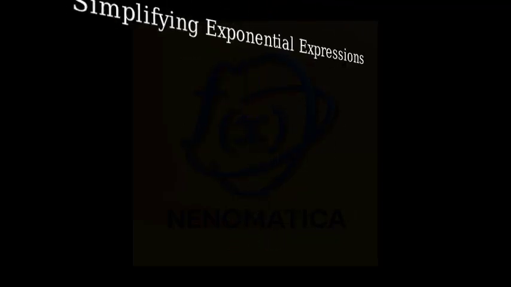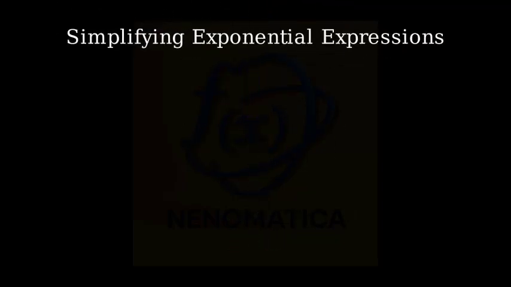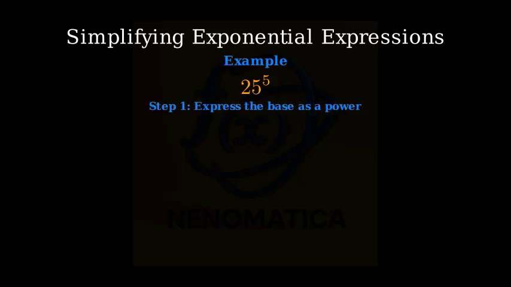In this video, we'll work through several examples where we apply the rules of exponents to simplify complex expressions to their numerical value. Let's start with our first example, 25 raised to the power of 5. To simplify this expression, we can rewrite 25 as 5 squared. This allows us to apply the power of a power rule, which states that when we raise a power to another power, we multiply the exponents.